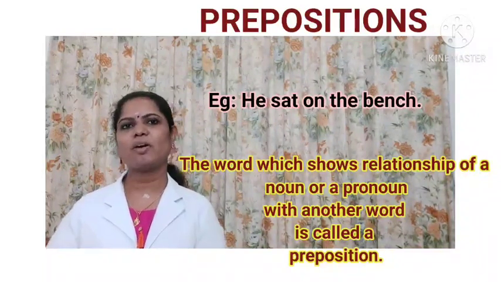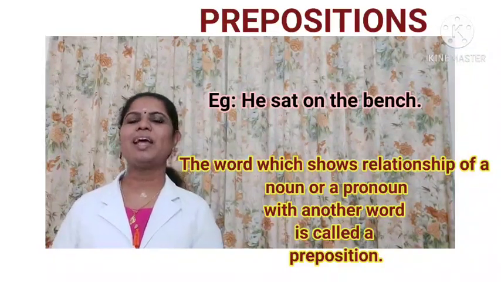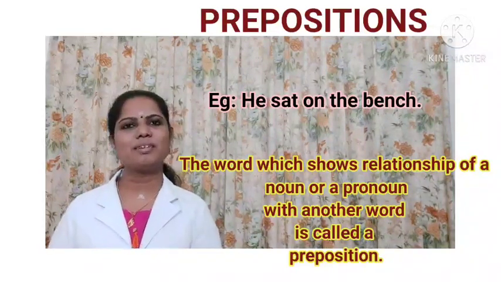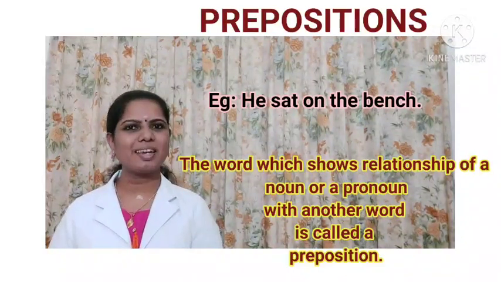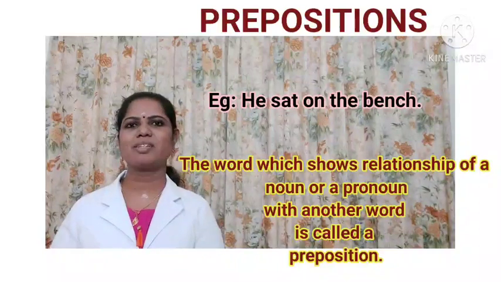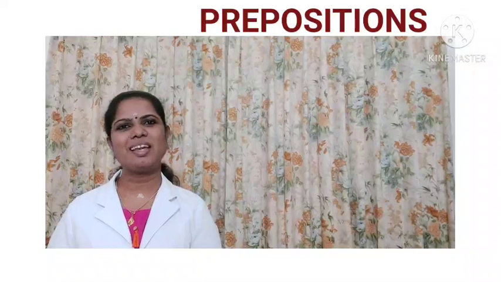Here the word on, or the preposition on, shows a relationship between the pronoun he and the other word. Which is the other word? It is bench. It is a noun. So it brings a relationship between two words in a sentence. It shows a relationship between a noun or a pronoun and another word in a sentence.